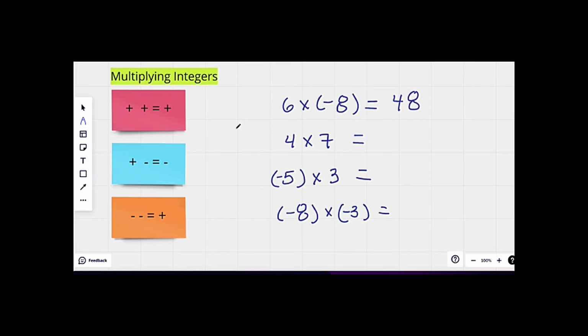Well, we look at our rules here. We know that a positive times a positive is a positive. Oh, a positive times a negative equals a negative. So this is going to be negative 48 because we have a positive and we've got a negative.